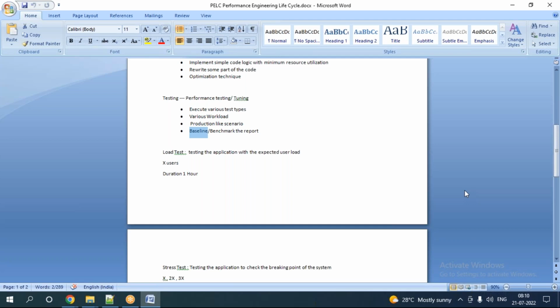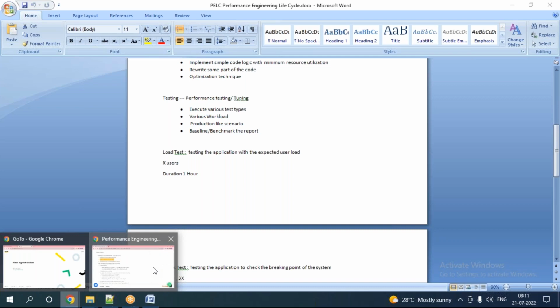So baselining means you compare your release number with your own release number. Benchmarking is nothing but comparing your number with the industry best player. That is called a benchmark. These are the small points of understanding that you can have.